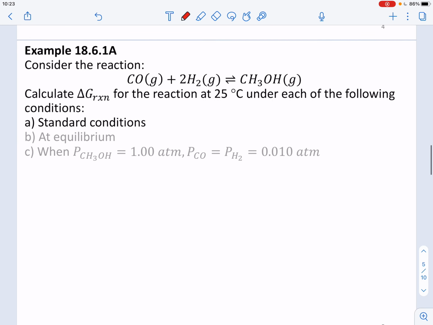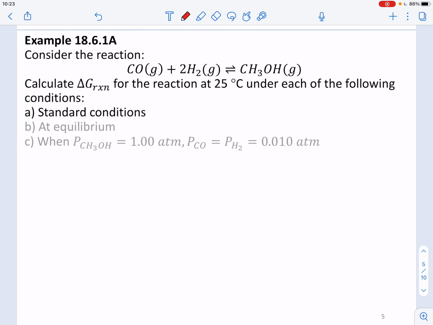Now how do we apply all of this? Well, we have this reaction, right? And we want to calculate delta G under several conditions. And the first, we want to know what is delta G under standard conditions. Okay, and what do you need for that? So how do you calculate delta G under standard conditions?